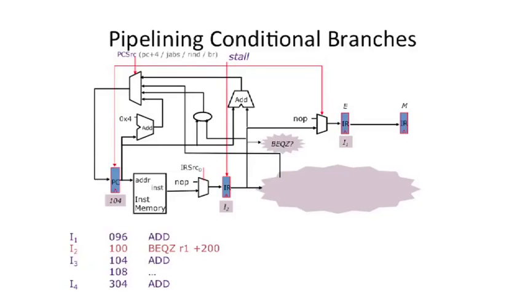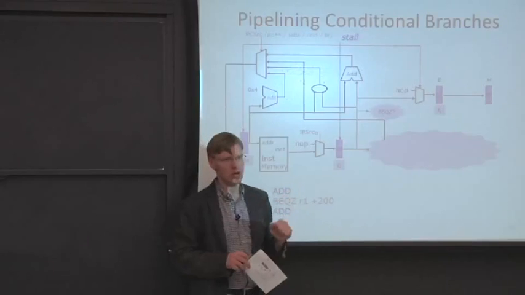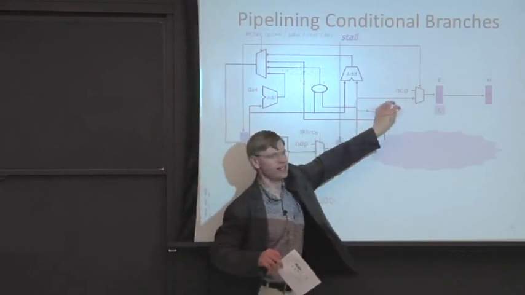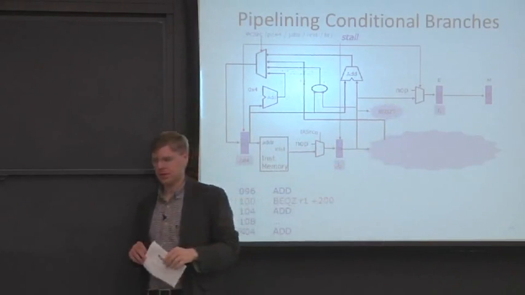If you take 100, branches on MIPS are relative to the subsequent instruction, so it's PC plus 4 plus the offset, so we're going to end up at 304. And let's walk through this case here. I1 is our first add. We have the branch sitting at the decode stage. And we have some decode logic, which is saying, is this a branch?